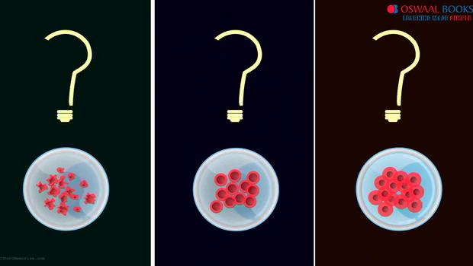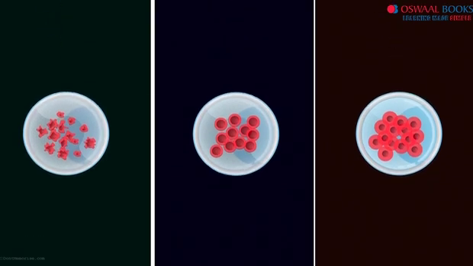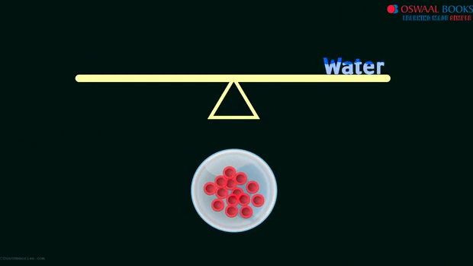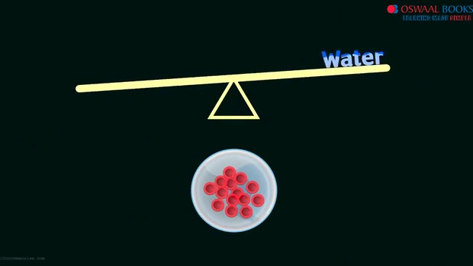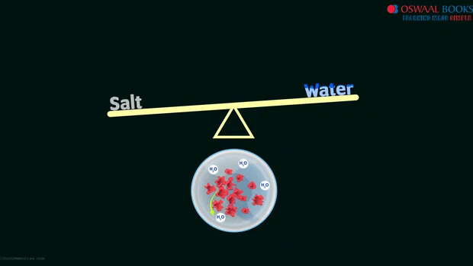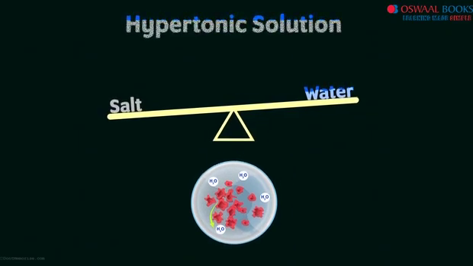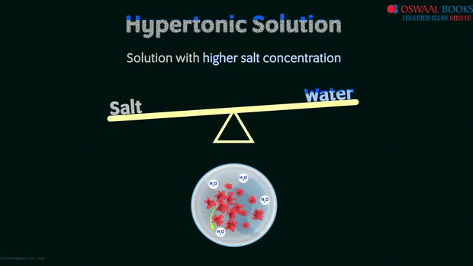Any idea why this happened? Let's understand this. In the first case, the water content in the surrounding solution was less as compared to the cells placed in it. In other words, the salt content of the solution is more, and therefore this solution is a concentrated one. That is the reason why the water molecules moved from inside the cells to the outside solution, as the concentration of water was higher within the cells. Hence the cells started shrinking. This kind of solution is called a hypertonic solution. That is the solution with higher salt concentration.